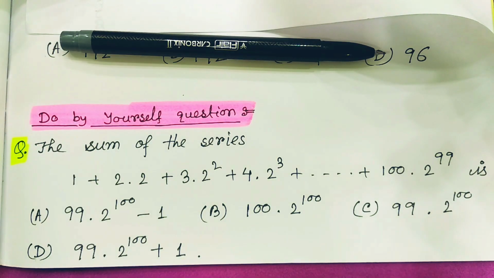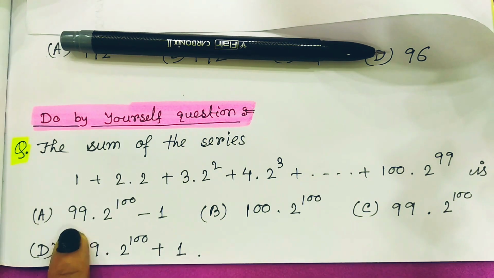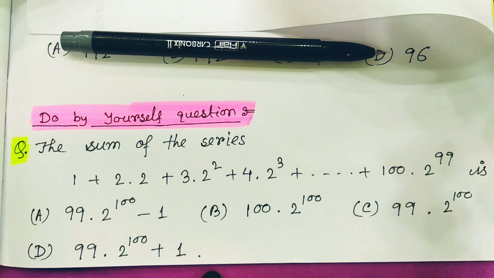Now it is time for a do-it-yourself question. I am giving you one question and I hope all of you can solve this one. Definitely, I am expecting its answer in the comment box. So the question is, the sum of the series 1 plus 2 into 2 plus 3 into 2 square plus 4 into 2 cube, in this way up to 100 into 2 to the power 9, is what? Option A, B, C or D?